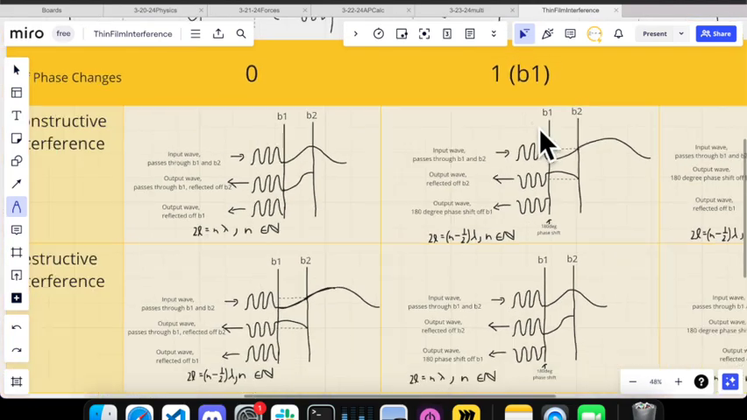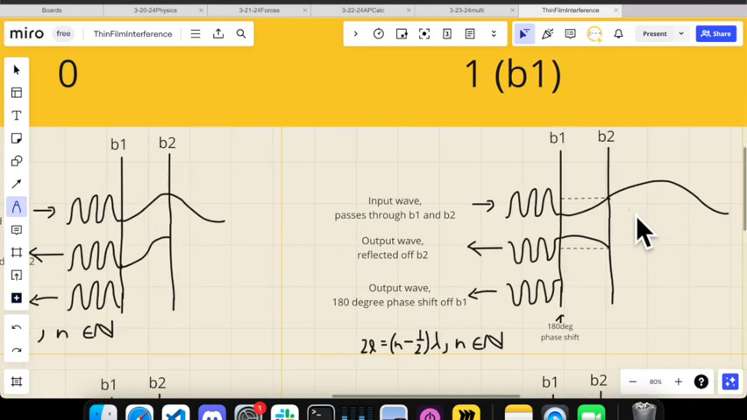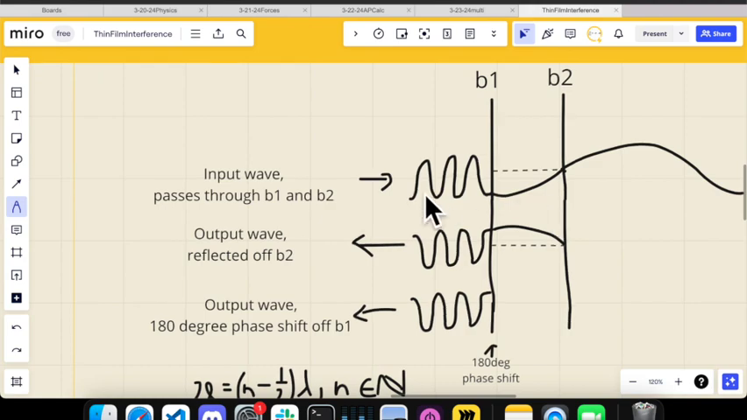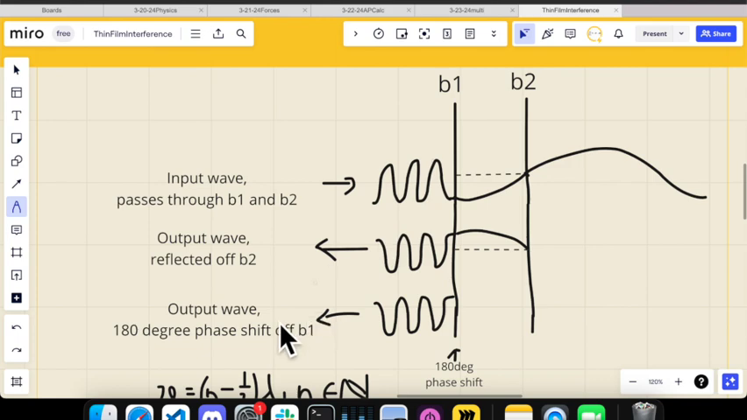So going now to the next one, where there's 1 phase change, let's look at the first boundary. Now we're going to get a 180-degree phase shift for the reflected wave off the first boundary, right? So it's a reflected wave and it's getting a 180-degree phase shift. So this wave would continue as normal going right, but we want to look 180 degrees later, or half a wavelength later. So that's the crest, and instead of going right, it's now going left.